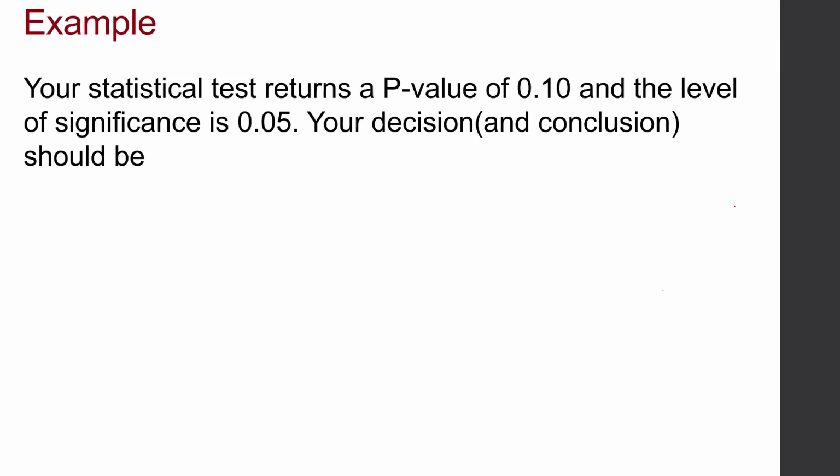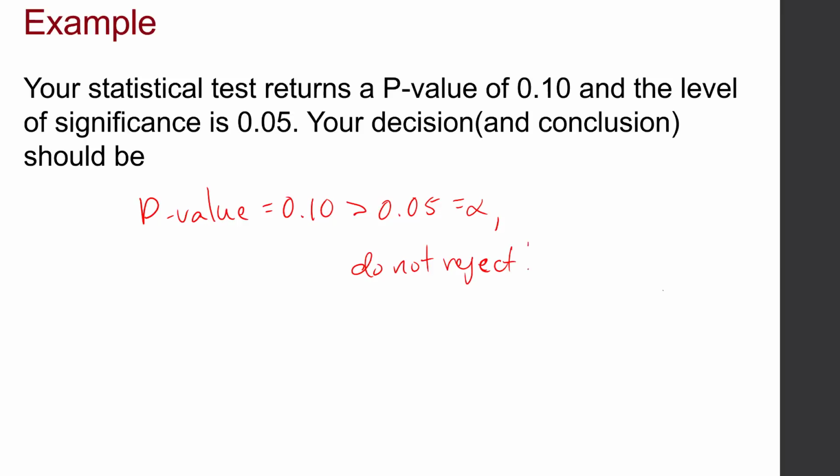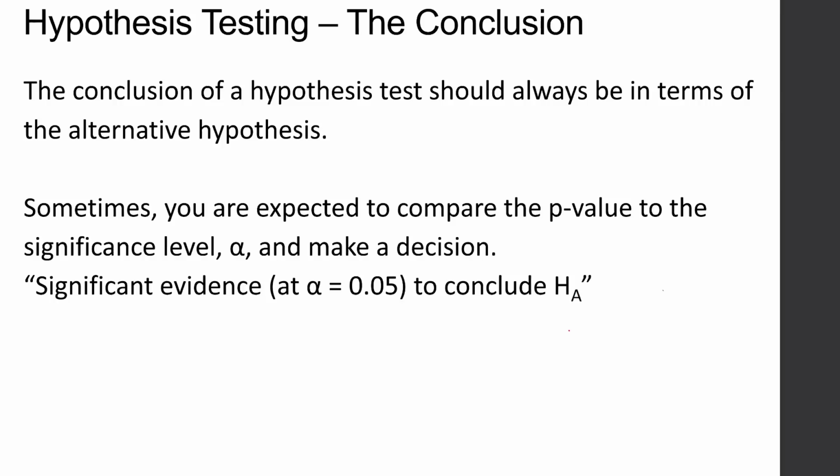Let's do another example. If your p-value is 0.1 and your alpha is 0.05, we're going to compare them. P is 0.1, alpha is 0.05. This time your p is not low, it's greater than your alpha. So you do not reject the null hypothesis. You do not find enough evidence for the alternative. Very good.